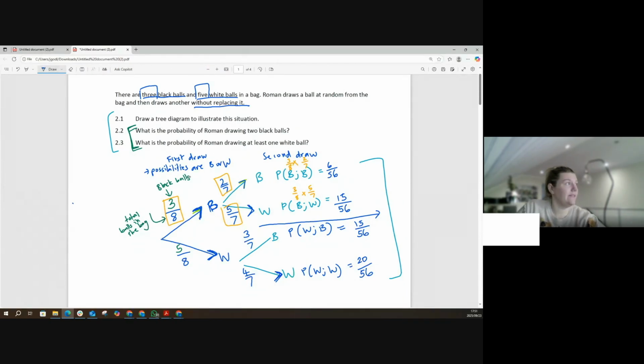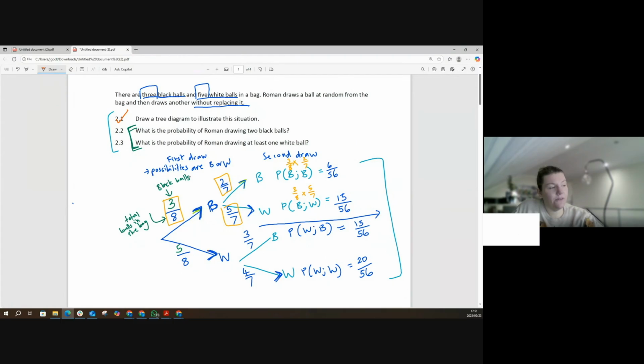All right, so let's have a look at our first question. Draw a tree diagram. We have done that. Yes, Tinamalo, let me see what you say. Can you re-explain probability of white and then black? Yes, I absolutely can.